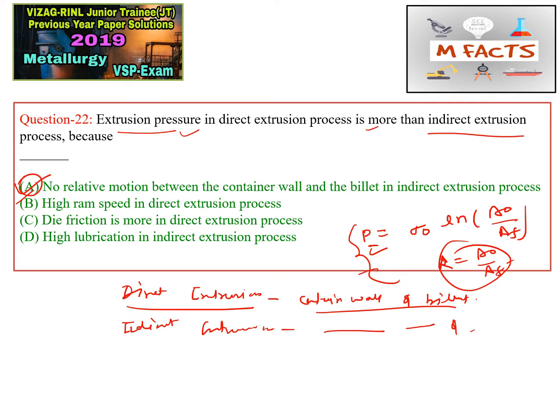We will not consider high ram speed for extrusion pressure. Die friction is more in direct extrusion process, high lubrication in indirect extrusion process, because the only relation the extrusion pressure depends on is the relative motion between the container wall and the billet which is to be extruded. So we can relate this question to this option only. No relative motion between the container wall and the billet takes place in indirect extrusion. That's why the extrusion pressure is less in this case. So A is the correct answer for this question.